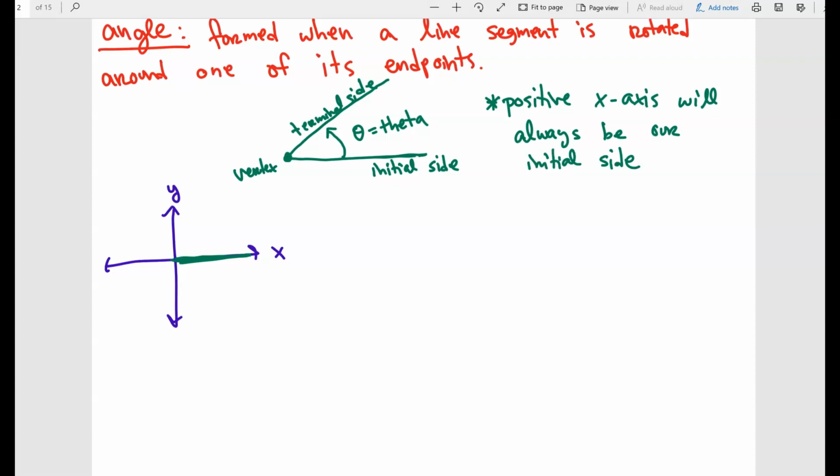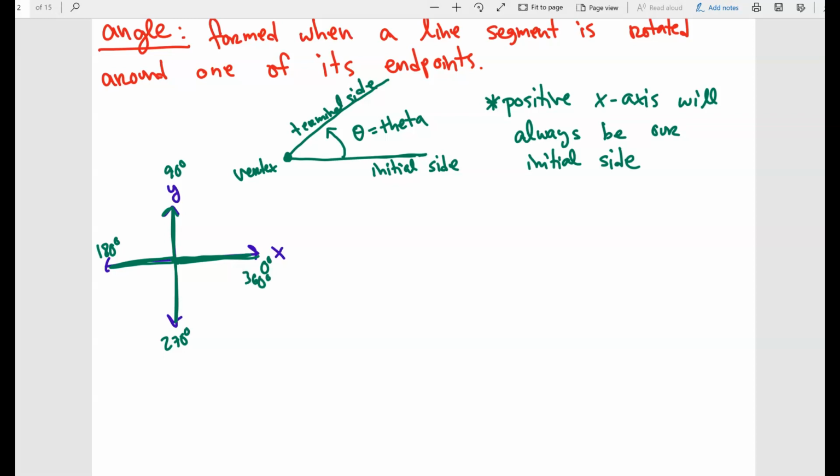Okay, and then when I swing this thing around, I'm going to have various angles. So for example, this one, since I'm not rotating it at all, is going to be 0 degrees. If I swing it all the way here, this is going to be 90 degrees, because this is forming a 90-degree angle. If I swing it all the way over here, this is 180 degrees. If I swing it down here, this is 270 degrees. And if I do a full rotation all the way around, I'm going to go back to 360 degrees.